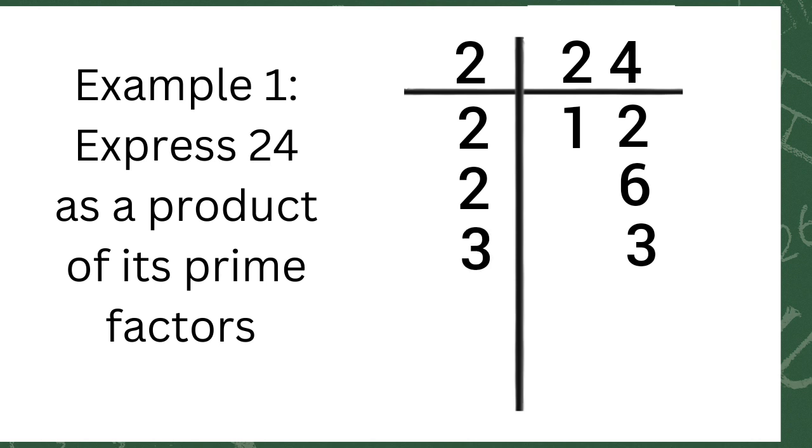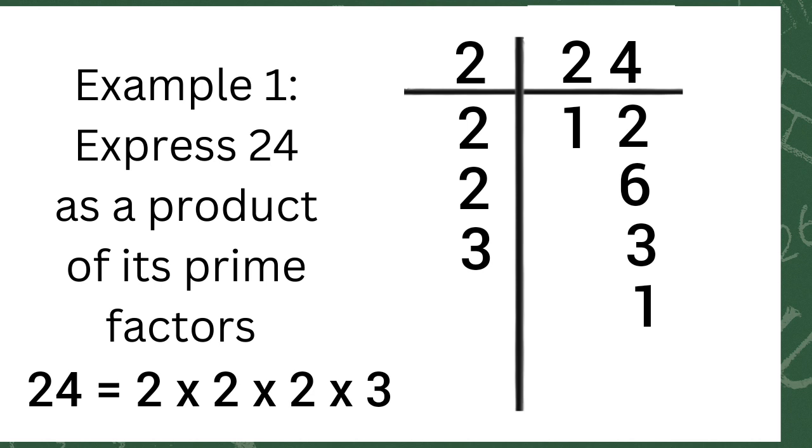3 into itself is 1. The moment we have the quotient as 1, we are done with the calculation. So 24 can be written as 2 times 2 times 2 times 3. That is how to express 24 as a product of its prime factors.